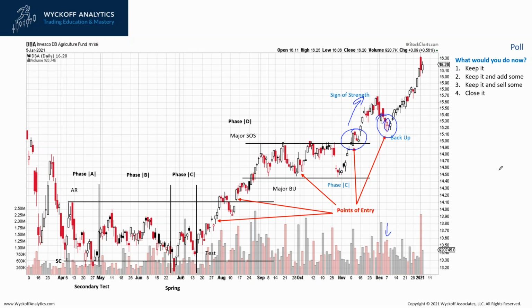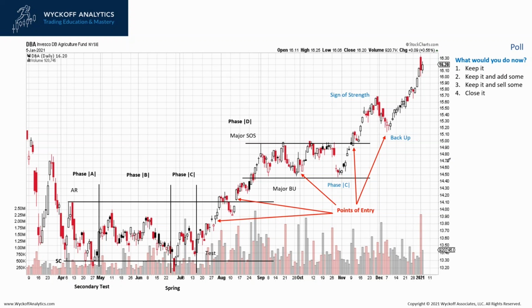And Bruce, just looking at this whole thing, I'm still in the camp of the bulls. I'm still saying that there is a lot of potential here, and we should be in this position. What's your quick view of the DBA?